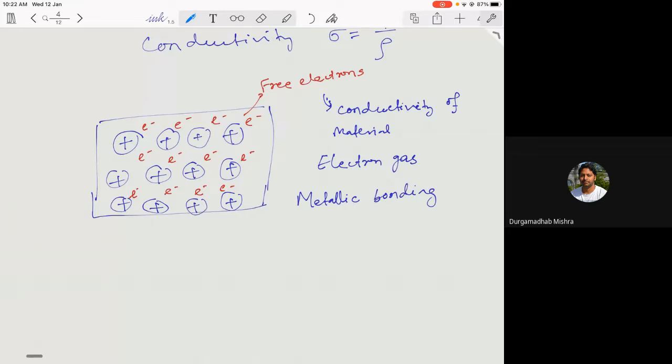So why do we call it an electron gas? Because similar to gas particles, where you can assign a mean speed and mean velocity, you can also assign a mean speed and velocity to these electrons, and therefore we call it a free electron gas.